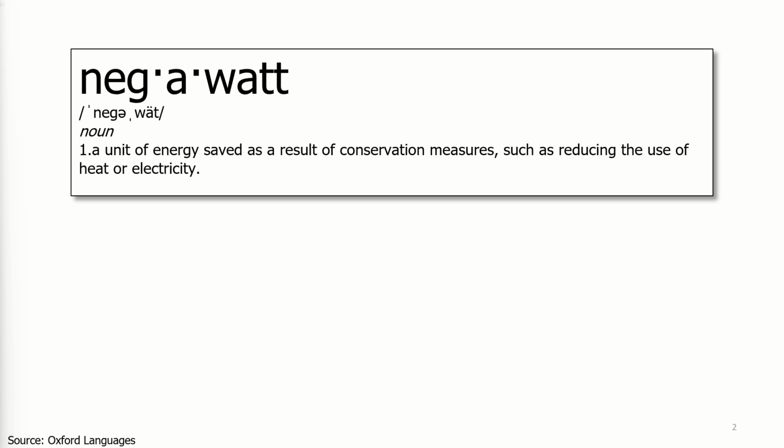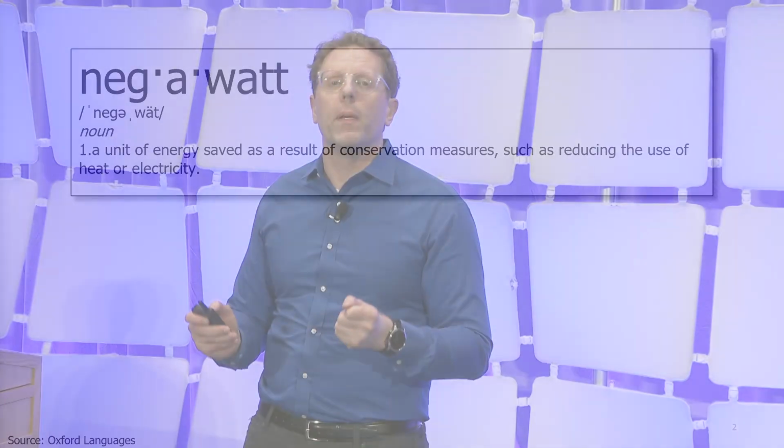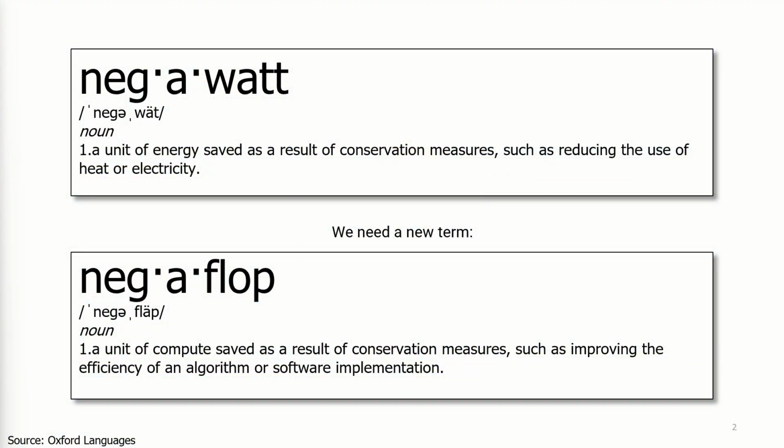And I think this is actually a really, really important idea for us in this room and for the broader world, because for us, we're having exactly this question with computing. We're asking the question, what do we need to do to get to this next level of capability with our AI models? And we should think about, well, can we fill some of that with negaflops? And in fact, not only can we, we have been, and I'm going to show you that today. OK, so negaflops: a unit of compute saved as a result of conservation measures, such as improving the efficiency of an algorithm or software implementation.